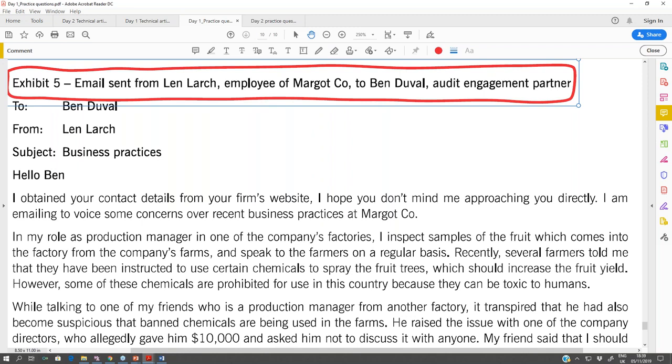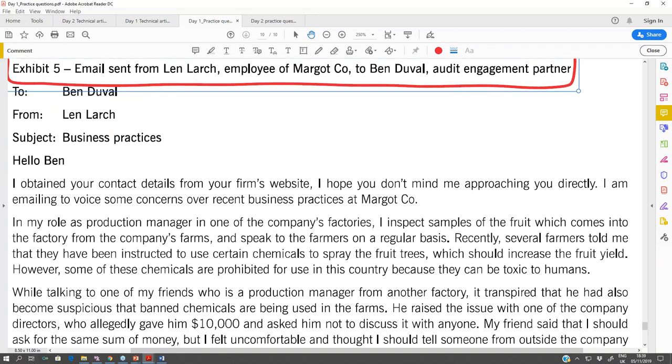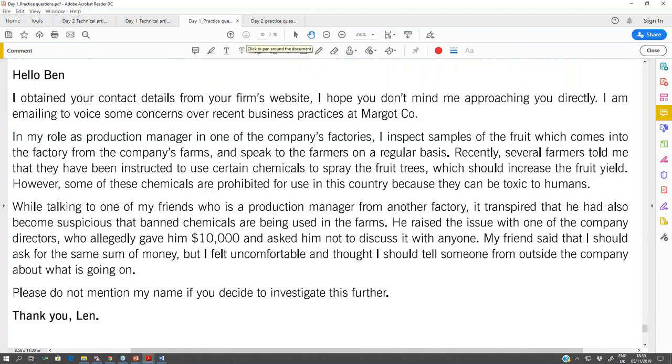Exhibit 5, email sent from Len, an employee of Margaret Company, to Ben, the audit partner. So the employee of a company, Len, has sent an email to the partner, and the partner is very skeptical about this email, and he wants you to discuss the implication of this email. So let's see what Len has written to Ben. The email starts with, "Hello, Ben. I obtained your contact details from your firm's website, and I hope you don't mind me approaching you directly."